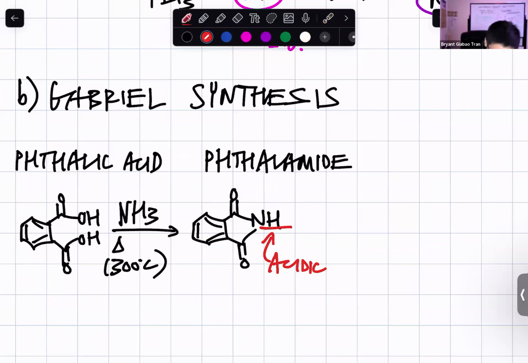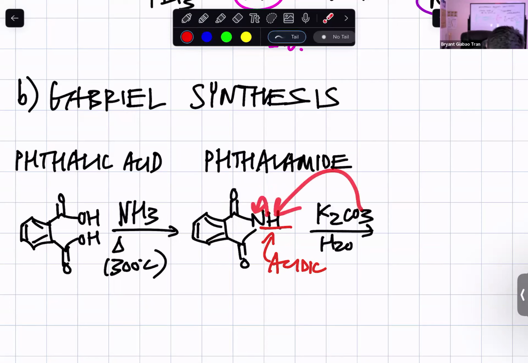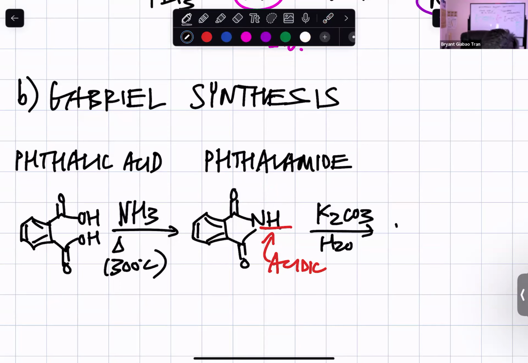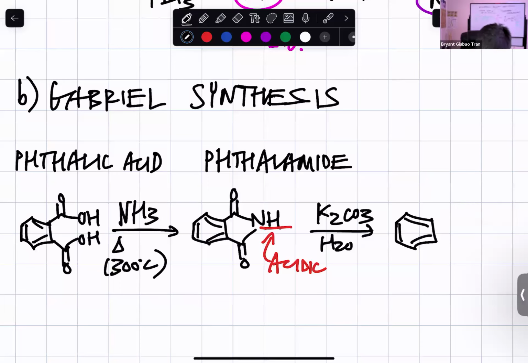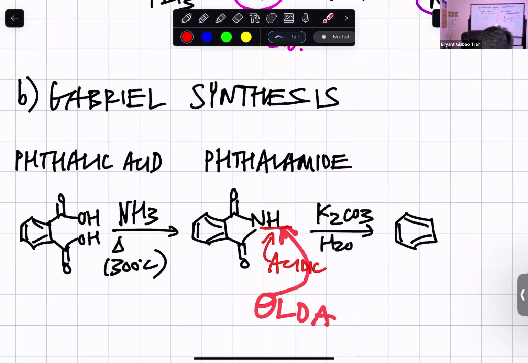So let's deprotonate it, and the common base that you'll see to deprotonate it is K2CO3, the carbonate ion. That base is going to come in, grab that hydrogen, and give that nitrogen a negative charge. LDA is another strong base we could use, but LDA is really, really strong. It's going to rip off that hydrogen and give that nitrogen a negative charge.